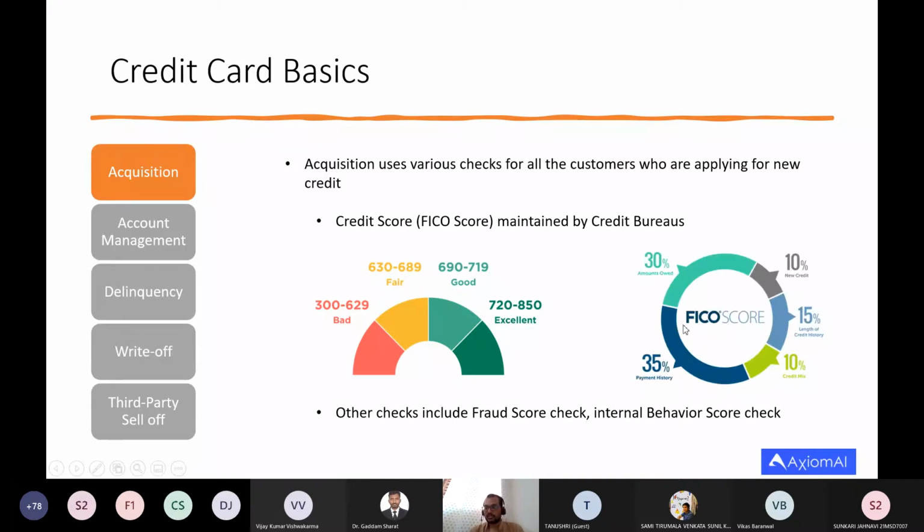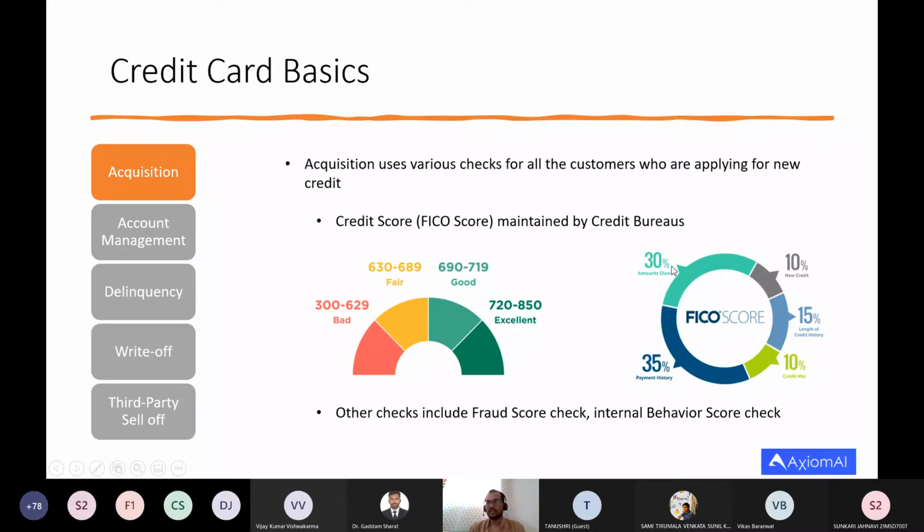So what comprises a FICO score, right? This is the breakdown of how much weightage is attached to each part of your history. Say payment history has the highest weightage of 35%, right? And then a lot of other things like credit mix, like how many products you have, whether you only own one card or multiple cards across banks, that kind of thing. And length of credit history, this weightage is higher in the Indian market. So the longer you hold any product, the higher your score can be.